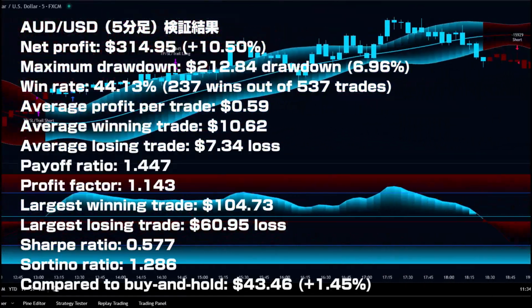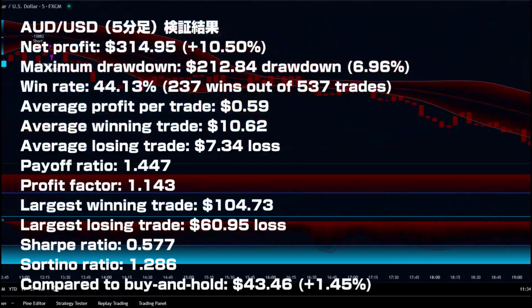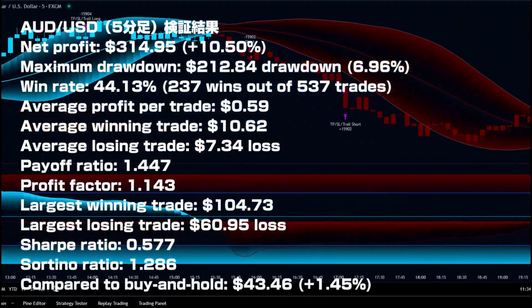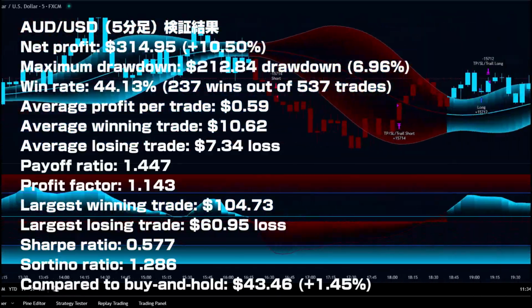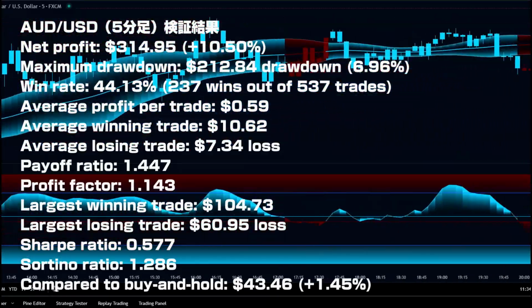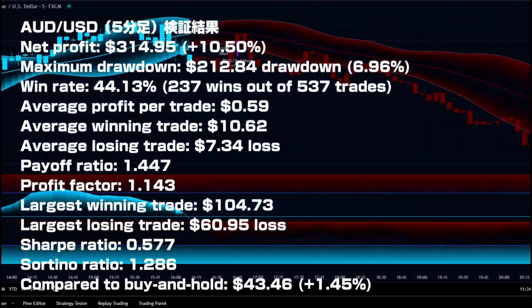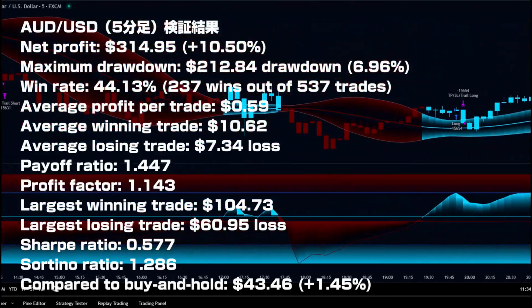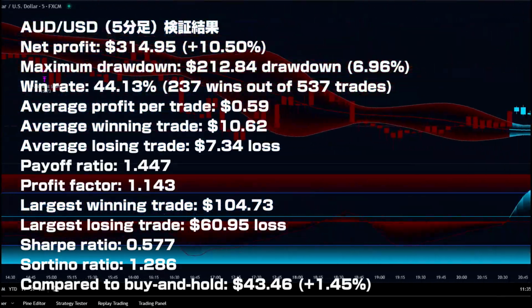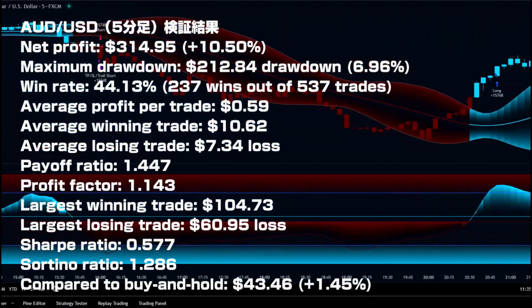The biggest winning trade, $104.73. The biggest losing trade, $60.95 in loss. Sharpe ratio, 0.577. Sortino ratio, 1.286. Compared to a buy and hold strategy, the result was $43.46, or a positive 1.45%.